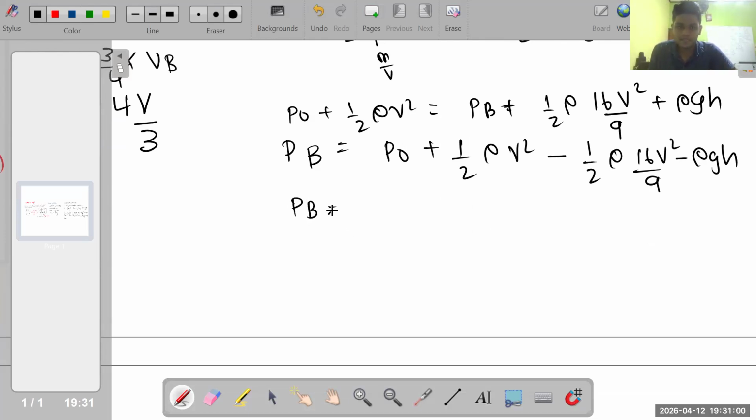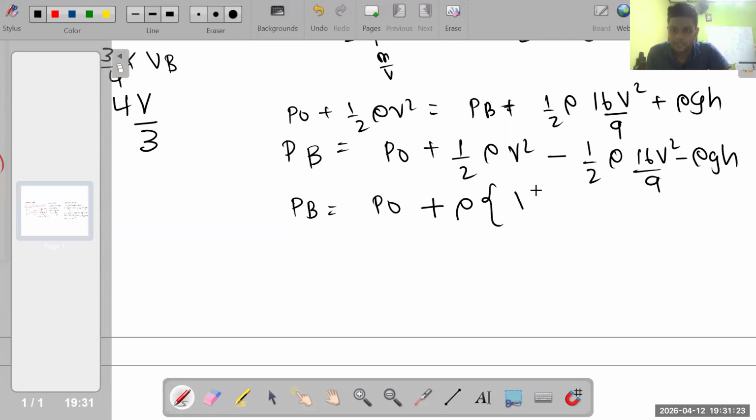So PB equals P naught plus, there's a plus here, so let's mark it as plus. We should do this carefully because we know the concept. Here, a student can make a mistake when doing the calculation. So we should be very, very clear and very, very careful here. Okay, let's take rho out.